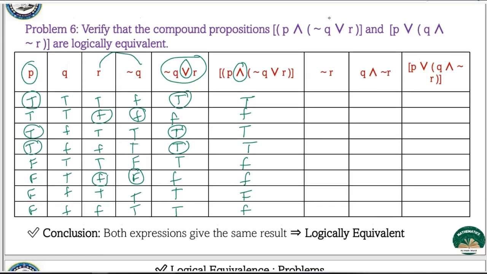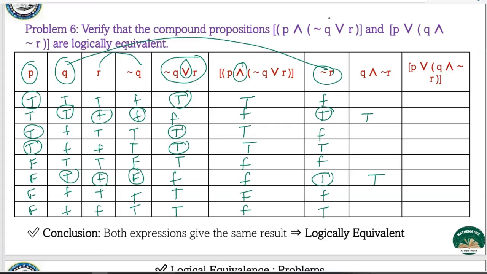Now we'll check for negation R. Negation R will be F T F T F T F T. Then we'll check for Q and negation R. We have to see T and T. Yes, we have the second as T and T, it is T. Then the sixth one, we have T and T, it is T. The remaining are all false.